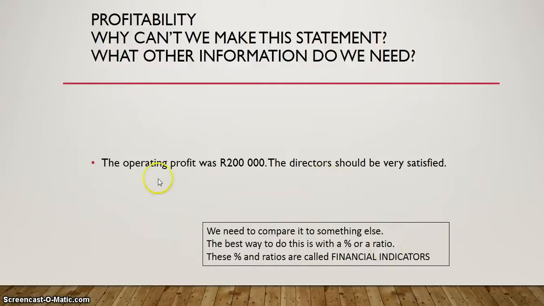In the same way, if we say the operating profit was 200,000, the director should be satisfied. We don't know if they should be satisfied, because we only know what the operating profit was. We don't know what the net profit was. We don't know what the markup was. We don't know what the sales was. And so it's important that we have more information, hence the fact that we calculate financial indicators.